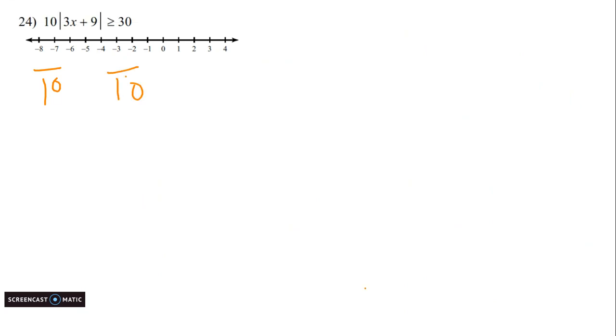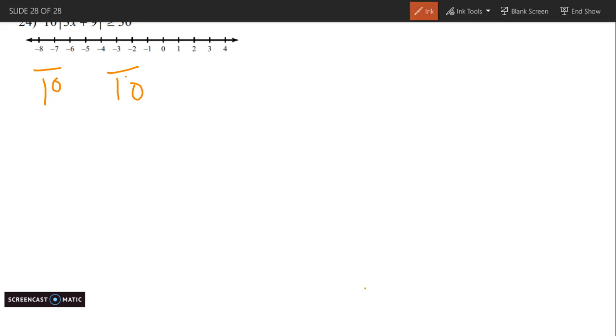Last one. Undo multiplication with division, so we're going to divide by 10 on both sides. It's going to give us the absolute value of 3x plus 9 greater than or equal to 30. I'm sorry, 3. 30 divided by 10 gives us 3. Now the absolute value is by itself.